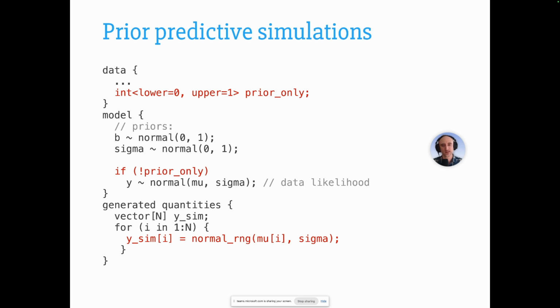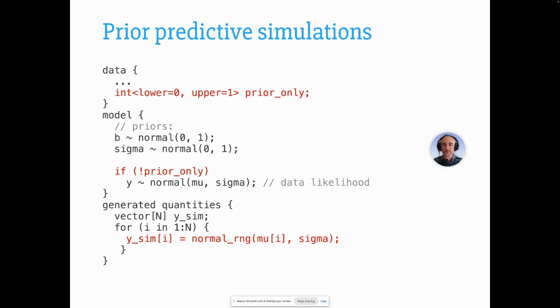So if you create an integer here, something I'm calling prior_only, and I'm saying it has a lower value of 0 and upper value of 1, it now only has two possible states. And then I use the exclamation mark syntax to say, if that is false, then include the data likelihood. If it's true, do not. So if prior_only is true, we do not include the data at all. We only sample from the priors.